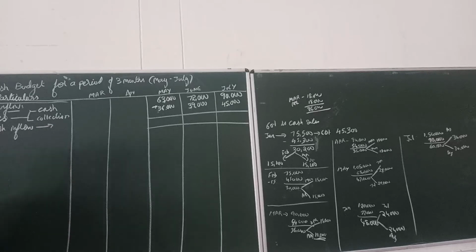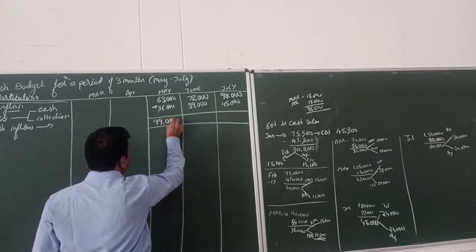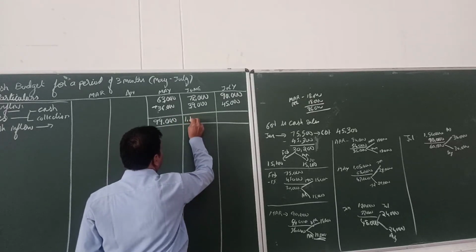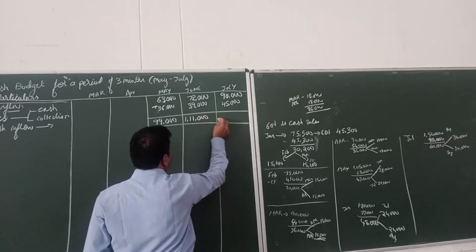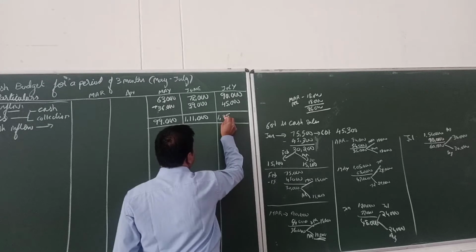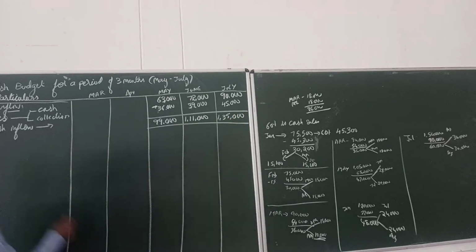Total cash inflow, how much comes to 99,000, 1 lakh, then 1 lakh. Okay. So then we'll have to go with the second one, which is cash outflow.